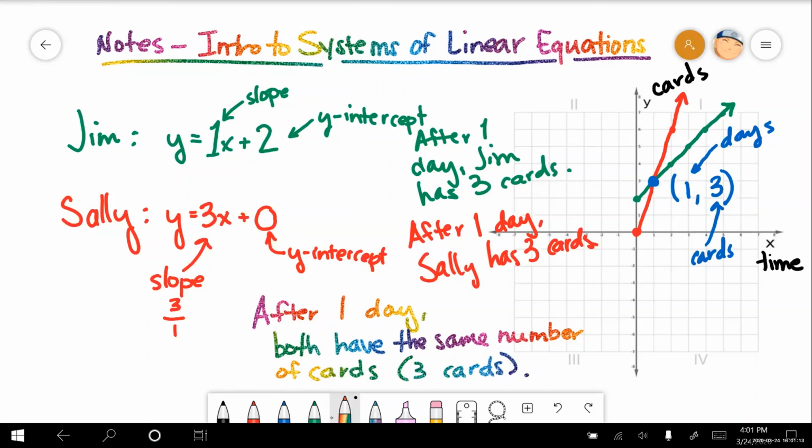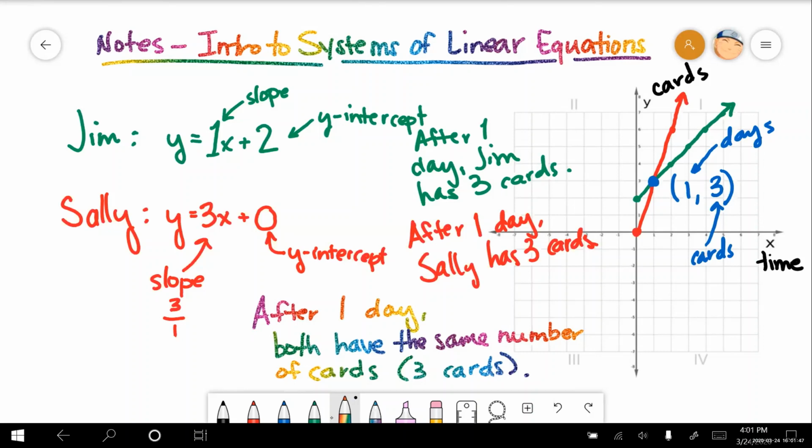So systems are looking for this commonality in 2 different equations. That only happens on day 1, where both Jim and Sally have the 3 cards, and after that, Sally starts collecting cards way faster than Jim does. We can really see that by how steep her line is and how large her slope value is. All things that we learned last time, it's just now we're combining what we know into a system of 2 equations.